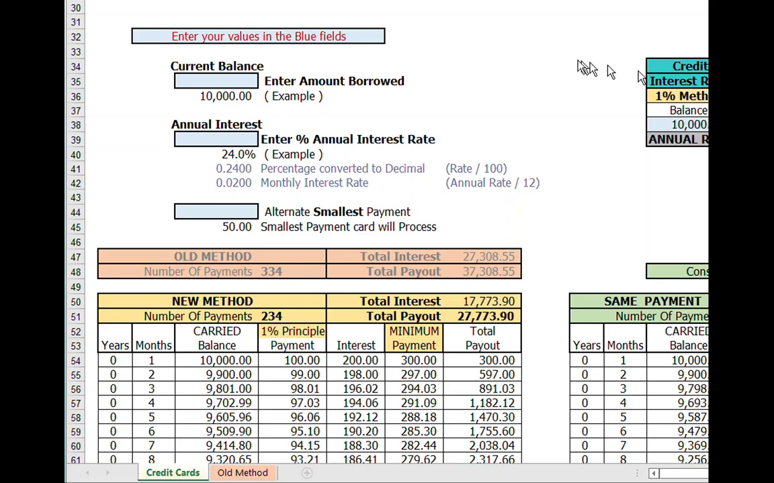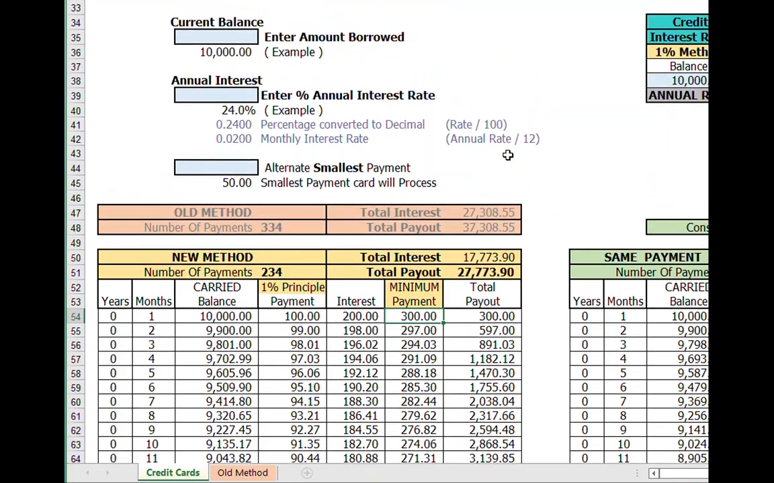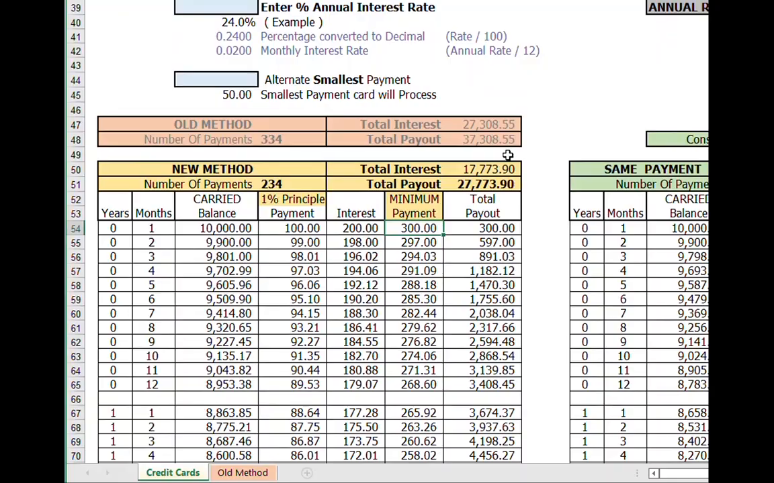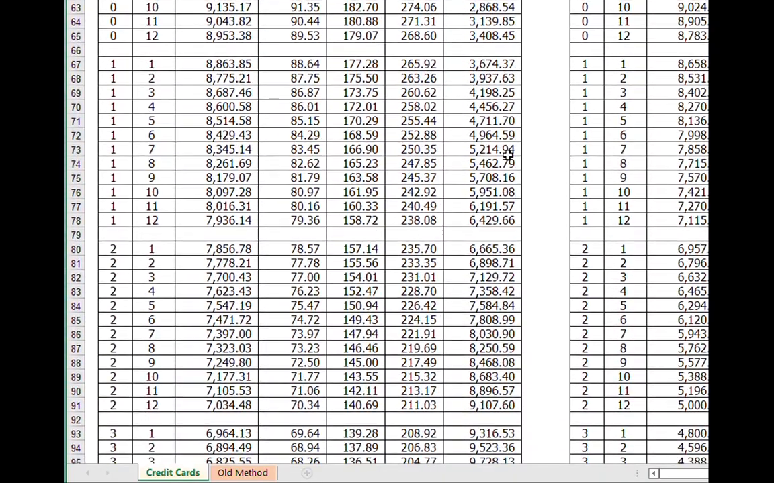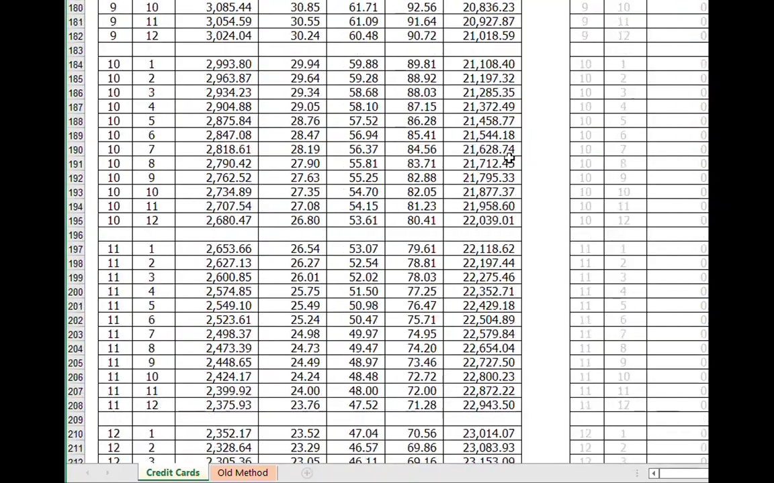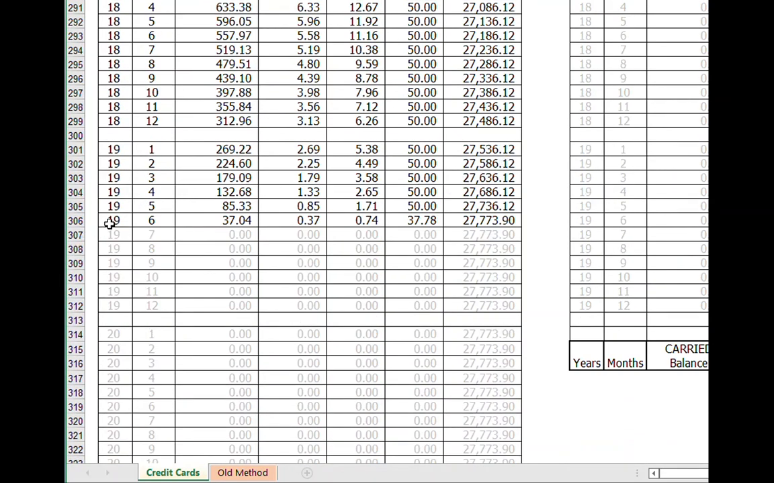As we scroll down, we can see it will take 19 years and 6 months. 19 years and 6 months to pay off the credit card in this way.